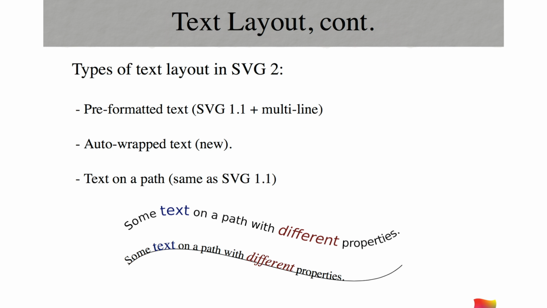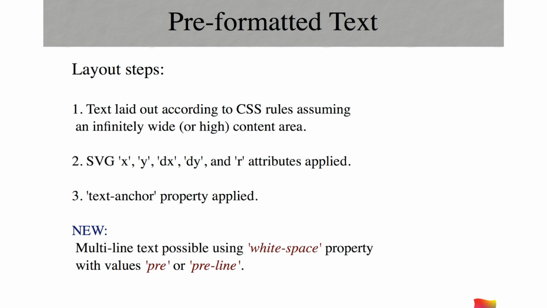Okay, there are 3 types of text layout in SVG 2. There's the pre-formatted text, which is the same thing as SVG 1.1 text, plus allowing the ability to have multiple lines. You know, in SVG 1.1, you can just have one line of text. You can't have multiple lines within a text block. There'll be an auto wrap text possibility, and just like in SVG 1.1, you can have text on a path. So layout steps are, first of all, you lay out text according to CSS rules, assuming an infinitely wide or high content area. And then SVG does have some special things.